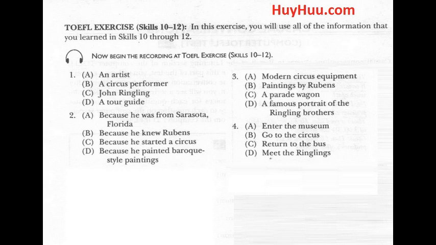Number 1. Who is probably talking? Number 2. Why did John Ringling become famous? Number 3. What is included in the Circus Gallery? Number 4. What should the people do in 3 hours?